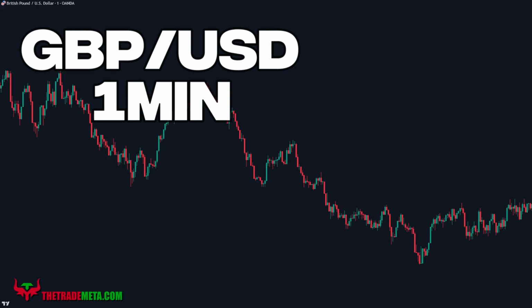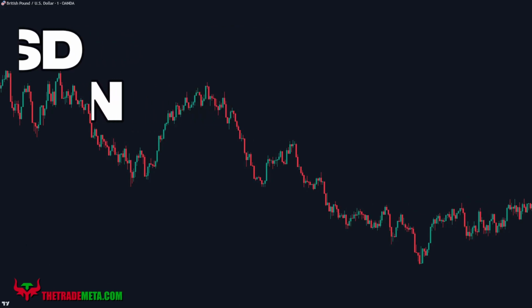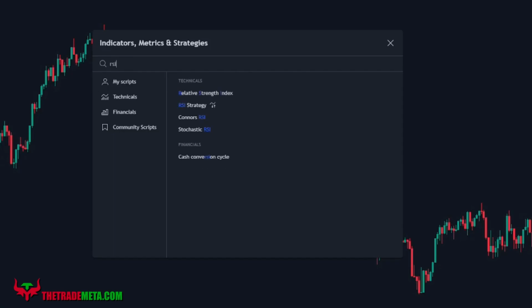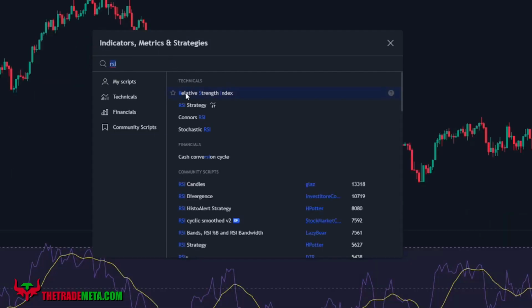Alright, for this strategy we're going to be on the British pound versus the US dollar on the 1-minute chart. And we're going to use two very familiar indicators for this strategy. For the first indicator we're going to use an RSI. Click on the Indicators tab and type in RSI and click on the Relative Strength Index.